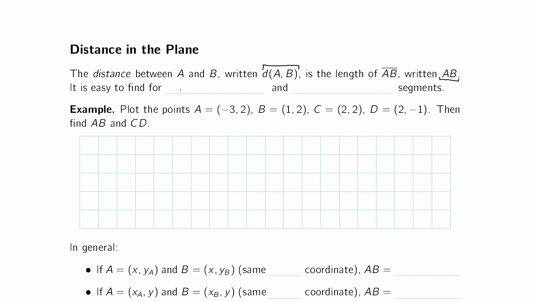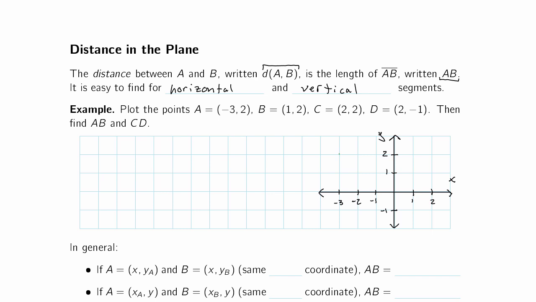Now, it's easy to find the length for horizontal and vertical segments. And let's see how. So I'm going to plot these 4 points. So I'll need axes. Let's see, my x's appear to go from -3 to 2. My y's go from -1 to 2. So let's see, something like this should work. We'll have point A at (-3, 2). Point B is at (1, 2).